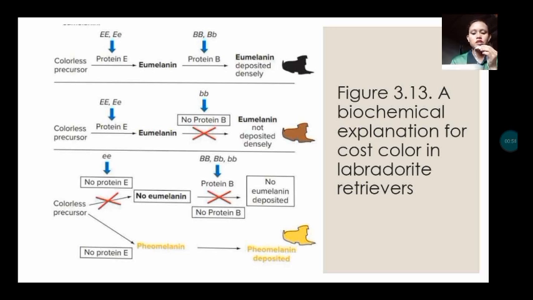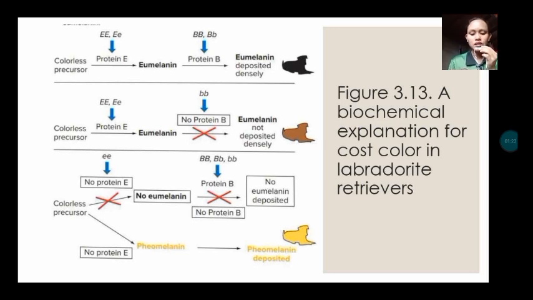Protein B deposits eumelanin densely so that the hair is black. Pigment is deposited less densely without protein B, producing brown or chocolate hair. In the absence of protein E, no eumelanin is produced, and instead pheomelanin, or the yellow pigment, is synthesized. Homozygous ee dogs are always yellow regardless of the B gene genotype.